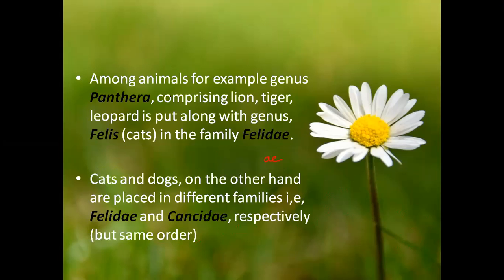Here the genus Panthera, comprising lion, tiger, leopard, is put along with the genus Felis, that is cats, in the family Felidae. And cats and dogs are in different families, Felidae and Canidae, but having the same order. So this is how they are segregated.